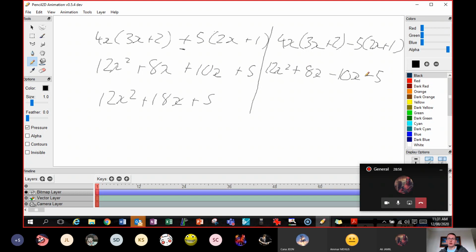So sometimes people actually write this as a positive because they only think the negative carries for the first one. But you're distributing negative 5 over both of these. Negative 5 multiplied by 2x, negative 5 multiplied by 1. So again, I'm just going to change, and then you can collect like terms. 12x squared, that's going to be minus 2x minus 5.